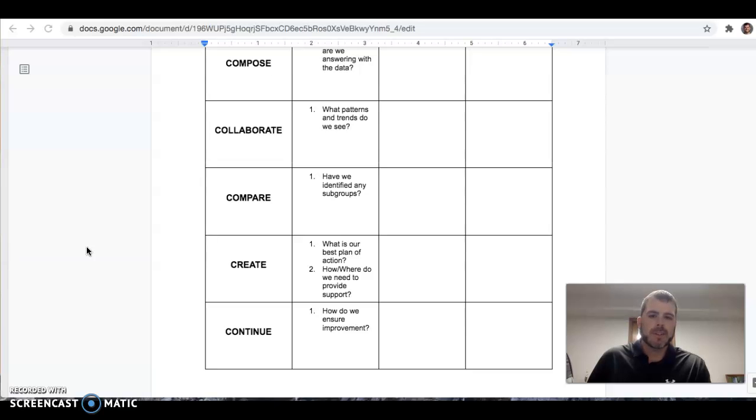So again, I've tried to create a tool that can be used by our staff, something that's user-friendly, and something to help us organize our findings and organize our thoughts as well.